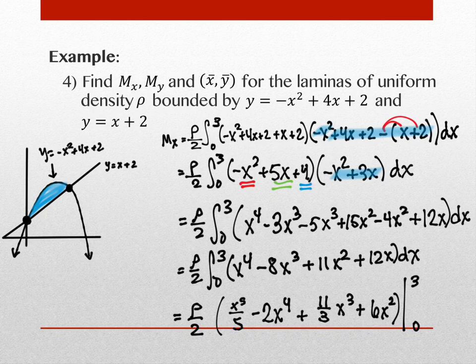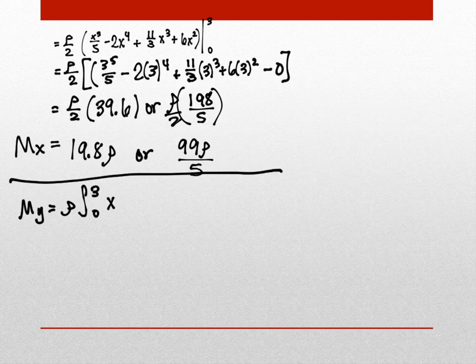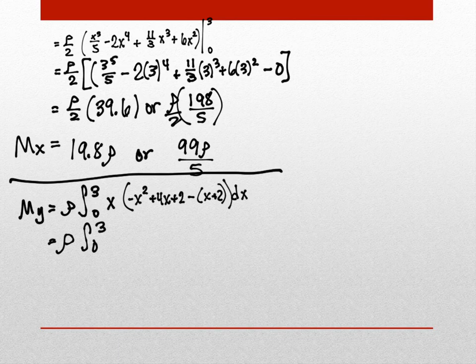So this negative x squared plus 3x is what we're going to end up with. Just in case you want to be able to look back at this later and remember where you got that, I'll write it in. But you could just jump to that, and it would be okay as well. Negative x squared plus 4x plus 2 minus x plus 2, which will be minus 2 when you get it in there. So this is rho times the integral from 0 to 3 of x times negative x squared plus 3x dx. We'll distribute our x through.